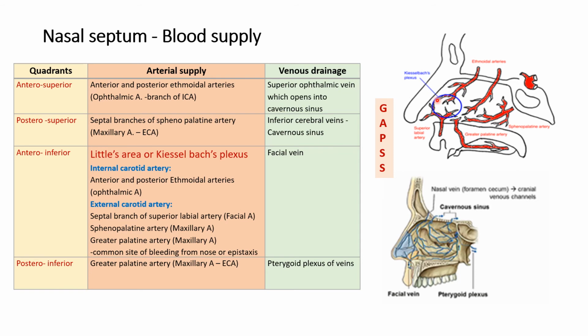The posteroinferior part is supplied by greater palatine artery, which is a branch of maxillary artery. That's about the arterial supply.